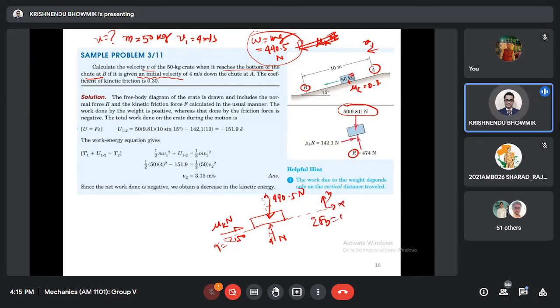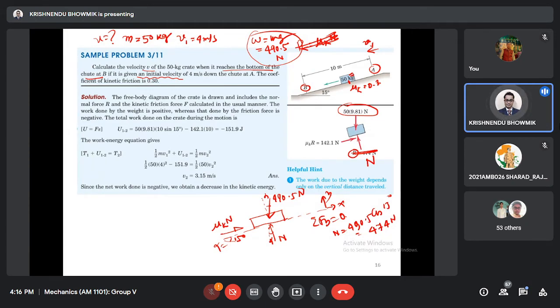Summation Fy equal to 0. No acceleration along that direction. Okay. So N equal to 490.5 cosine alpha, cosine 15 degree, multiplied by cosine 15 degree. That is 474 N. Okay. So initially you write N, then you calculate N equal to 474 N.